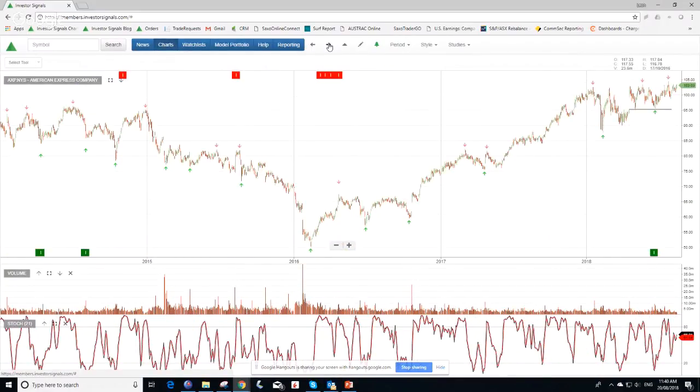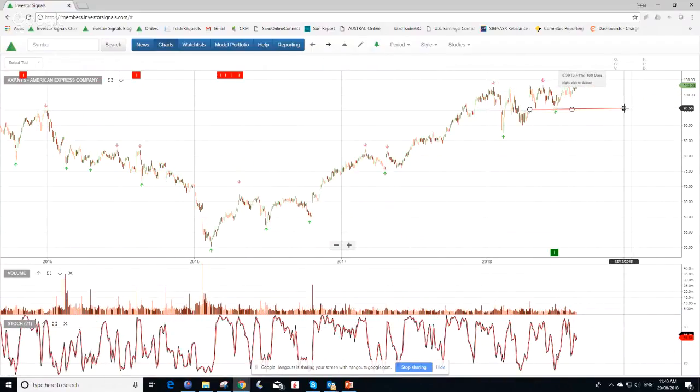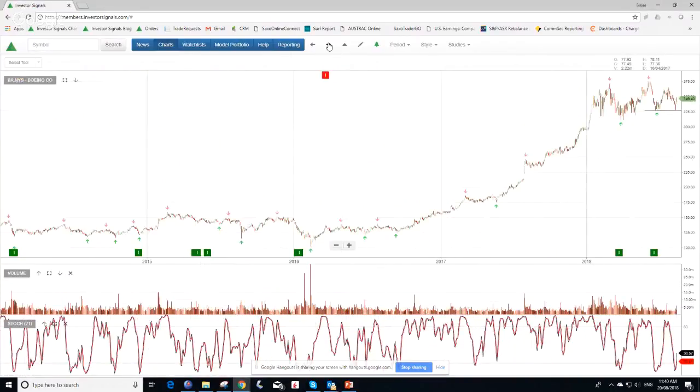American Express, the company's buying back a significant number of shares. That's one of the attractions that Berkshire Hathaway has to staying long or maintaining their position in American Express, is the sheer number of shares that are being cancelled as a result of the share buyback. So we expect that to continue to remain well supported there.